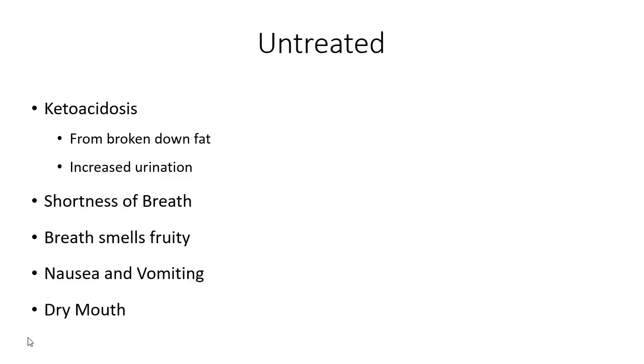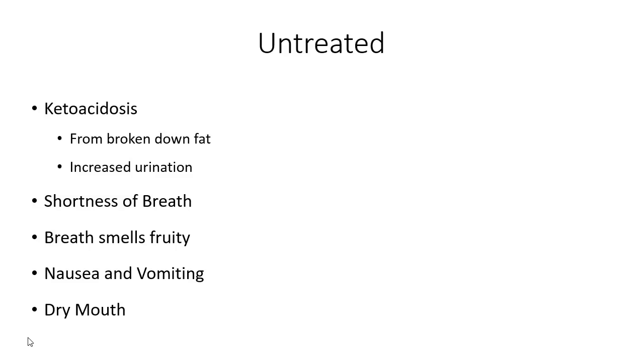So if it's untreated, the blood, again, will become very thick. You'll have too much sugar in your blood, and you'll end up getting ketoacidosis. And this is from broken down fat and increased urination. You will have shortness of breath. Your breath smells fruity. You'll have some nausea and vomiting because your body is trying to create homeostasis.